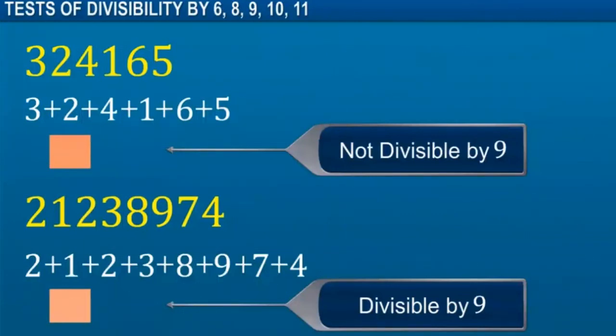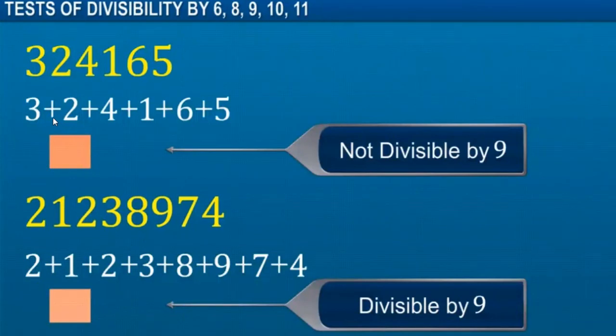Okay, so here two numbers are given: 324165 and 21238974. You have to find if the numbers are divisible by 9 or not. Just write these numbers, 324165 and 21238974. Now after that you have to add the digits.